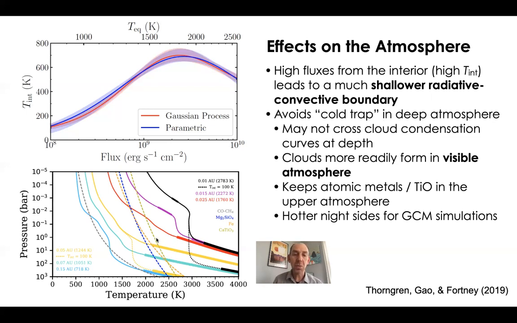So it turns out that what the deep atmosphere and interior are doing can have important ramifications for allowing you to alter the temperature structure in the visible atmosphere. So what this might mean is that clouds should be more frequent in the atmospheres of planets than you might otherwise expect.